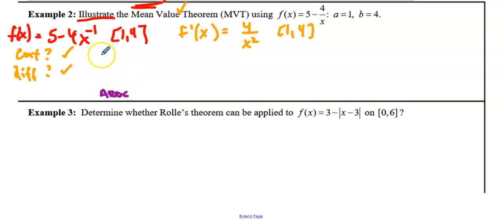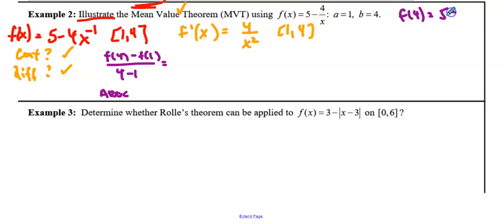So we want to find the average rate of change. So we want to go ahead and find f of 4 minus f of 1, all over 4 minus 1. That's the first thing we want to do, find the average rate of change. And again, you're going to be given an interval because you have to figure out if the function is continuous and differentiable on that particular interval.